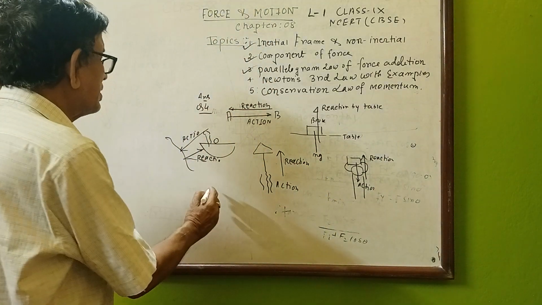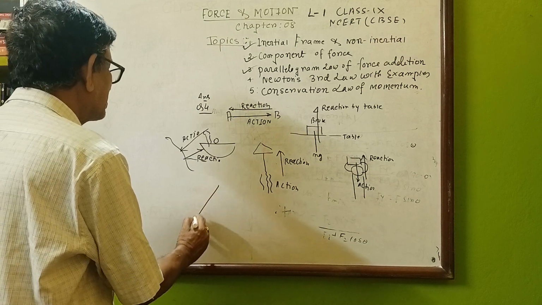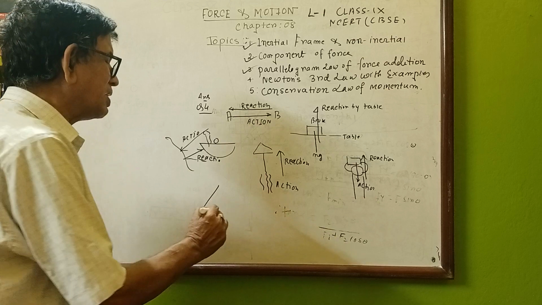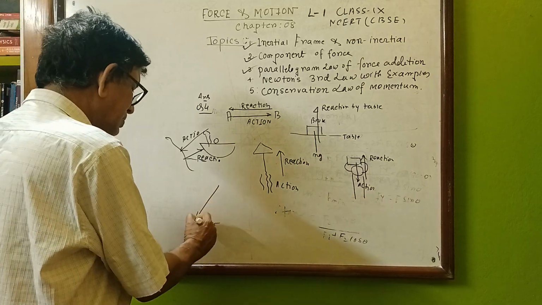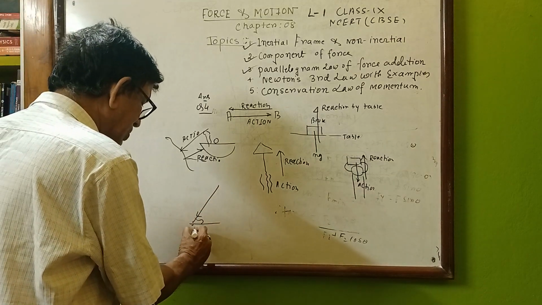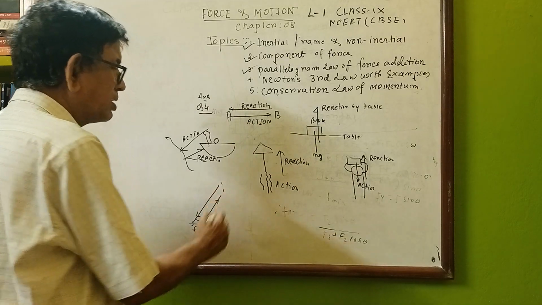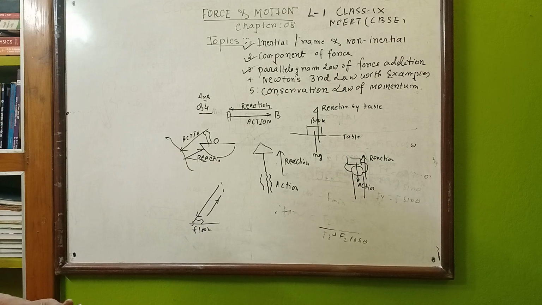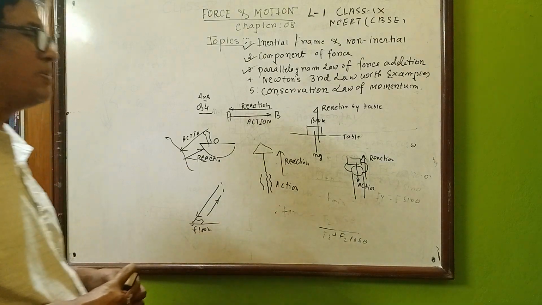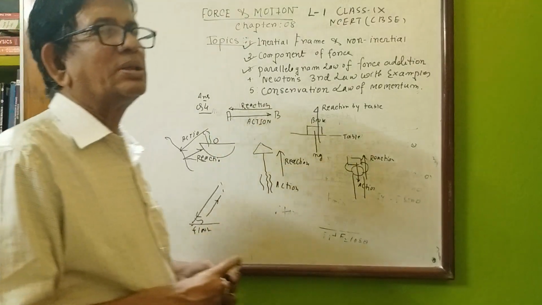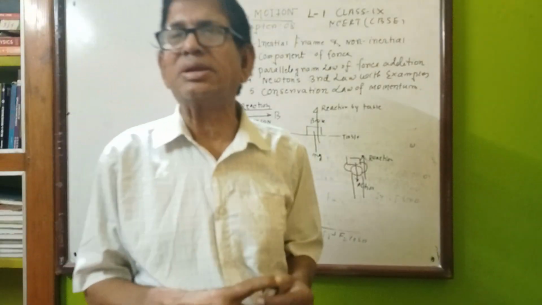Similarly, when you are walking by leg, we are giving action on the floor, and the floor is giving reaction on the leg. By the leg we are giving action on the floor, and the floor is giving reaction on the load. So there are so many examples by which we can say every action has an equal and opposite reaction. Children, always remember that action and reaction do not act on the same body.